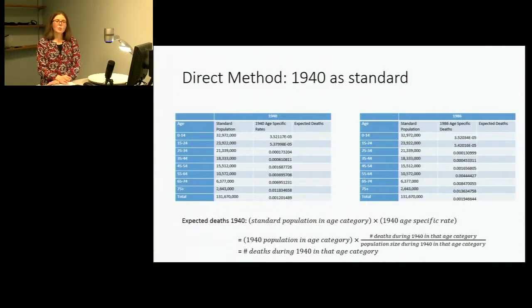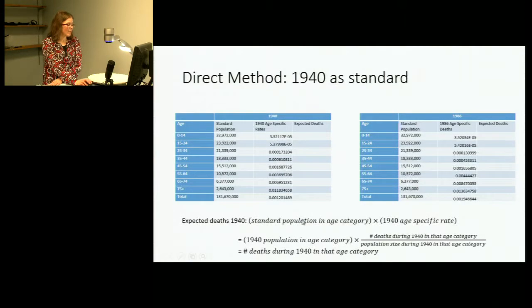So we're going to look at the two methods of standardization and applying those. The first is the direct method of standardization. The direct method requires us to choose a standard population, and I instructed you to use the 1940 population as the standard. When we do the direct method, we assume that the standard population age composition is applied in both 1940 and 1986.